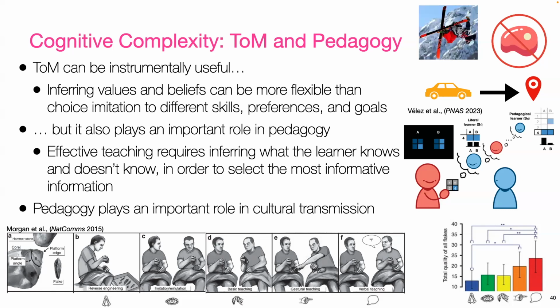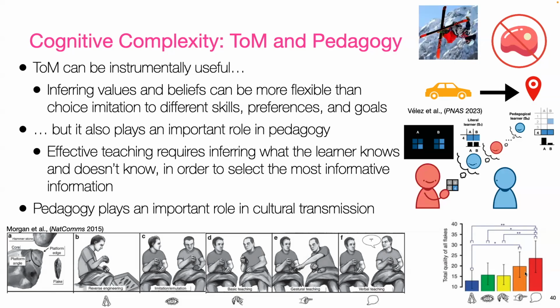And they considered different transmission chains, right? One where people only saw the final product and had to try to reverse engineer it themselves. Situations where people were trying to imitate or emulate a demonstrator. And then a range of teaching behaviors, from very basic teaching to gestural teaching, where they can also show on the target flint where to hit, and then verbal teaching using language as well.